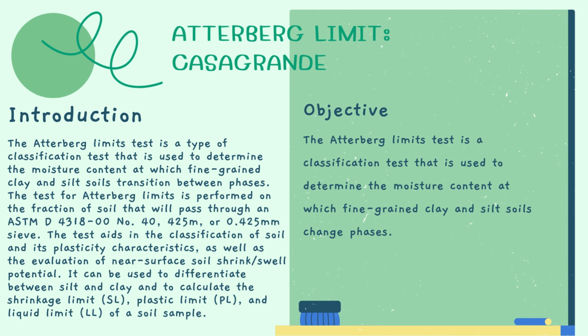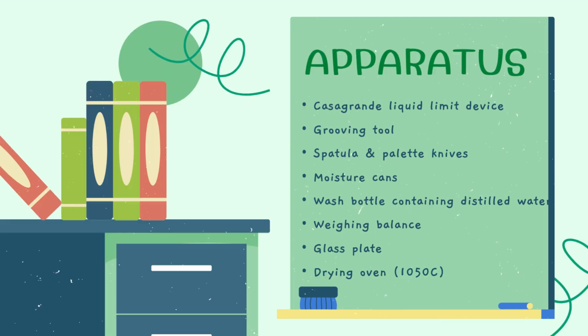The test aids in the classification of soil and its specific characteristics as well as the evaluation of near surface soil shrink or swell potential. It can be used to differentiate between silt and clay and to calculate the shrinkage limit SL, plastic limit PL, and liquid limit LL of a soil sample.